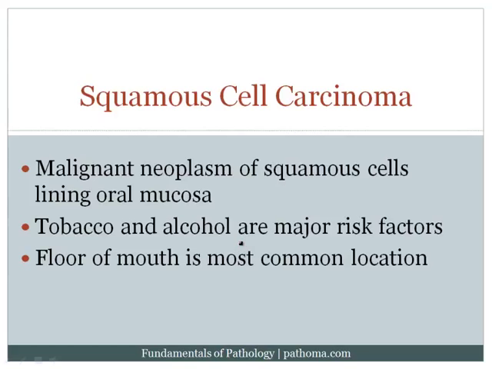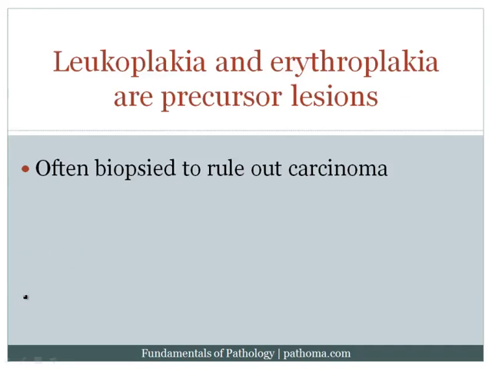Squamous cell carcinoma can also arise on the oral mucosa, and this would be a malignant neoplasm of squamous cells, obviously. Two major risk factors are going to be tobacco and alcohol. Tobacco and alcohol, high yield, major risk factors. The most common location within the oral mucosa is the floor of the mouth. That's where we would most likely expect to see this cancer. Now often, before you get squamous cell carcinoma, we can get dysplasia. And when patients get squamous dysplasia, that often presents, or it can present, as leukoplakia or erythroplakia. So these are precursor lesions.